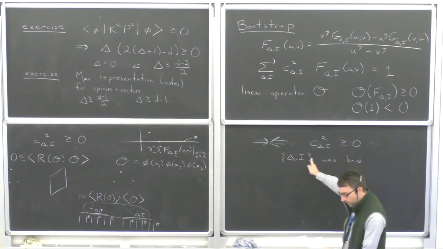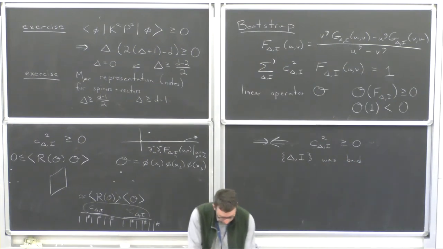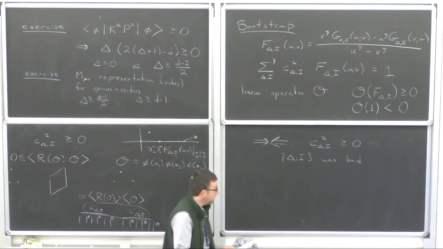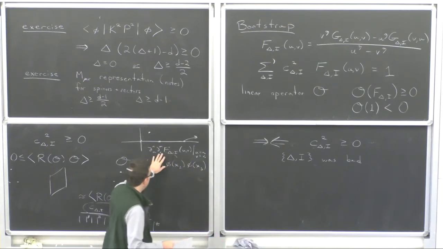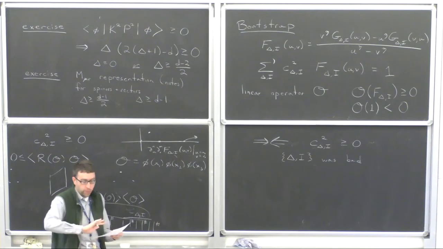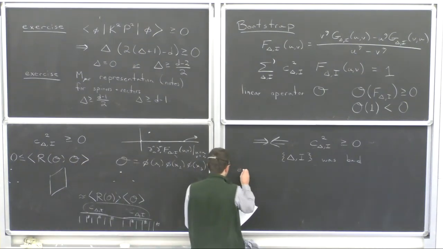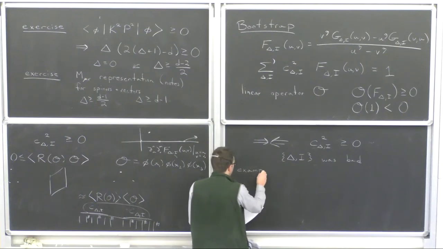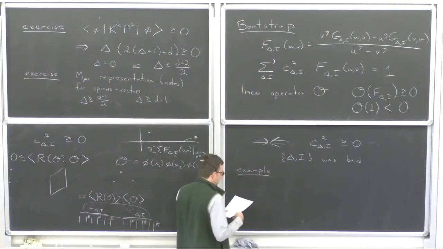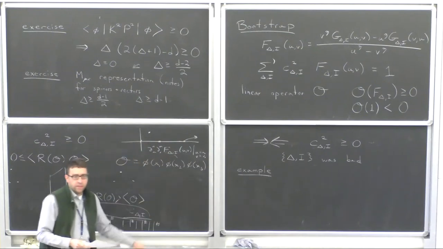So if we can do it, we've ruled out a CFT, and with a suitably clever choice of this kind of operator, you can rule out whole swaths, whole classes of possible conformal field theories. So let's focus on an example. I think this was the first example that was analyzed in this modern incarnation of the bootstrap.